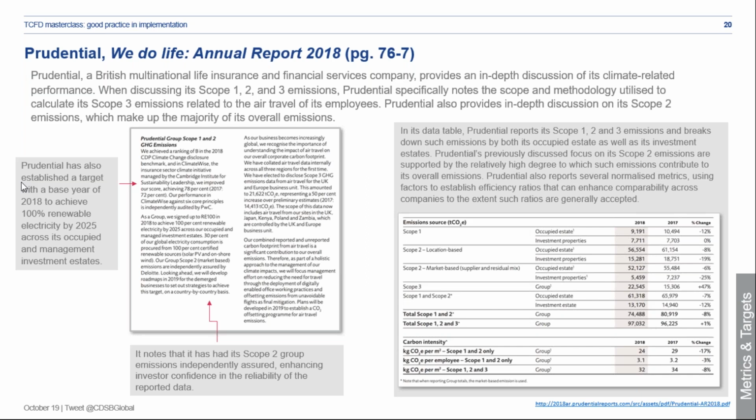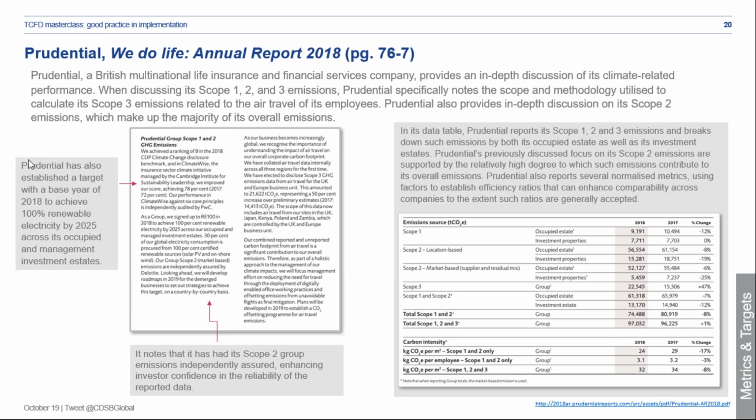And third, on the right-hand side of the slide, Prudential has included its Scope 1, Scope 2, and Scope 3 emissions, breaking them out both by occupied and investment real estate. Importantly, at the bottom of the table, you can see that it has reported normalized metrics, which can enhance the comparability of data reported across companies. Importantly, and again in accordance with the TCFD's recommendations, they include the normalization factor by which they have normalized their emissions, which again enhances the comparability of information.